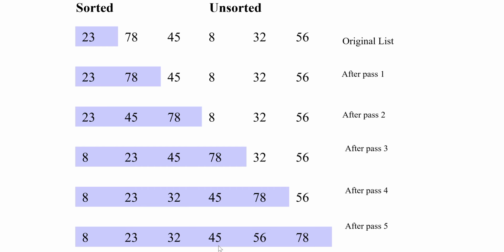So 45 is in location 3, so the next location is 4. In the fourth location, copy the temp value. Temp contains 56. So this is all about insertion sort.